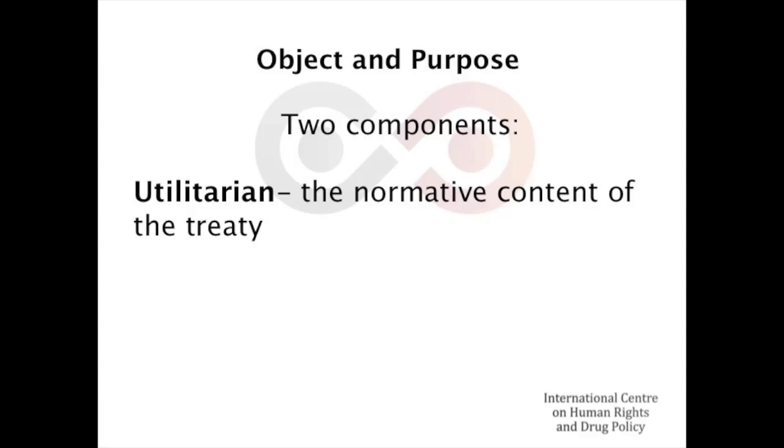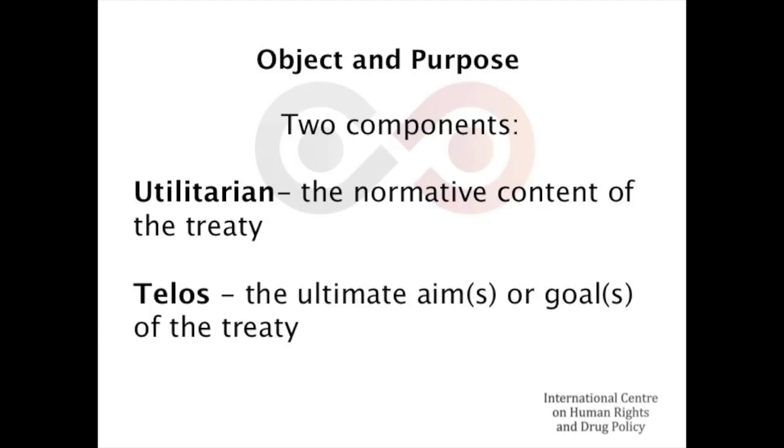But then beyond that, a lot of scholars write about also, on top of the utilitarian object and purpose, we have the telos of the regime, or what are the ultimate aims or goals that that framework of law hopes to contribute to. A really good example of this can be seen in the 2013 Arms Trade Treaty, which specifically separates object and purpose at the beginning of the treaty.